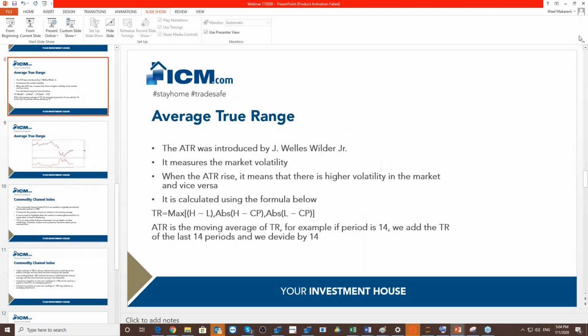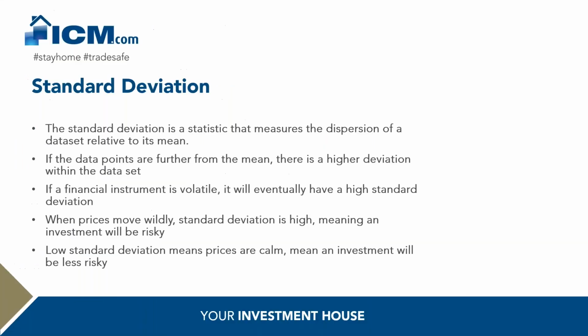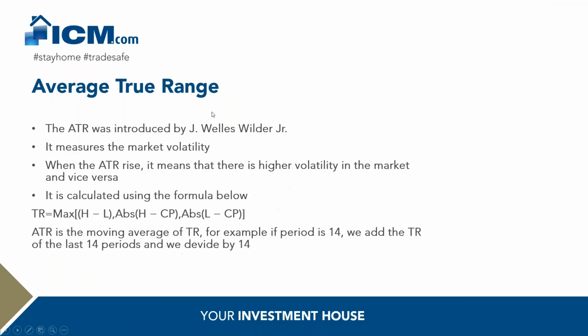Thanks, Wael. Hello, everyone. So let's move on to the next type of indicator today. Next we can see the average true range. Basically, it's one of the oscillators. What we're discussing are two types of indicators, and this is one type of oscillator.